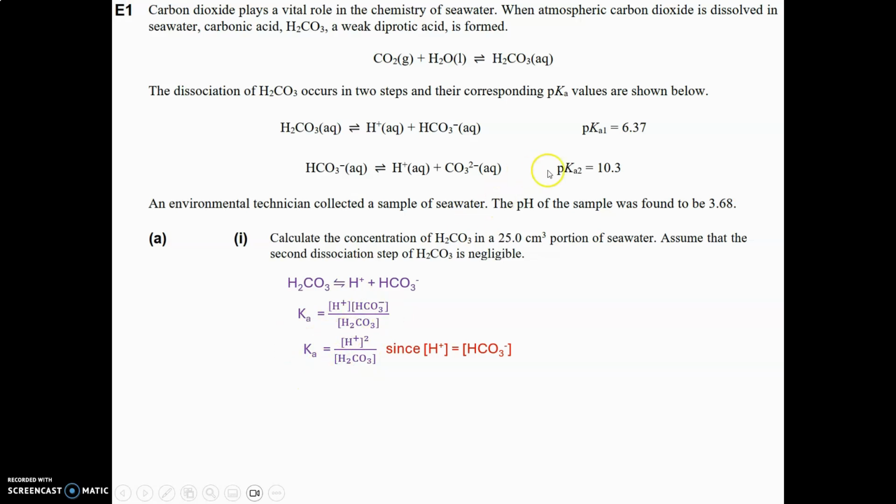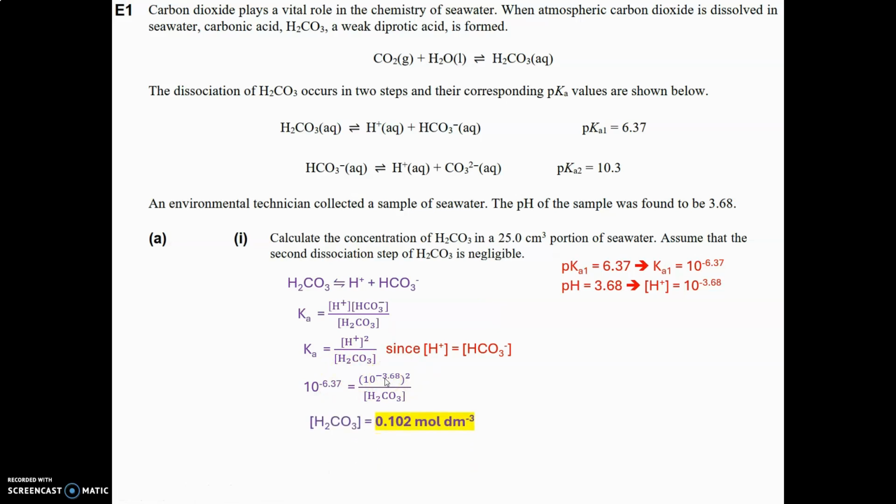Now, with this, we can substitute in the figures that the question has given to us. So, since the pKa1 for this dissociation is 6.37, Ka will be 10 to the power of negative 6.37. And since the pH of seawater is 3.68, it means that my concentration of H plus is 10 to the power of negative 3.68. So we can substitute this into the Ka expression, and you will find that the concentration of carbonic acid will be 0.102 moles per dm cube, to 3 s.f.